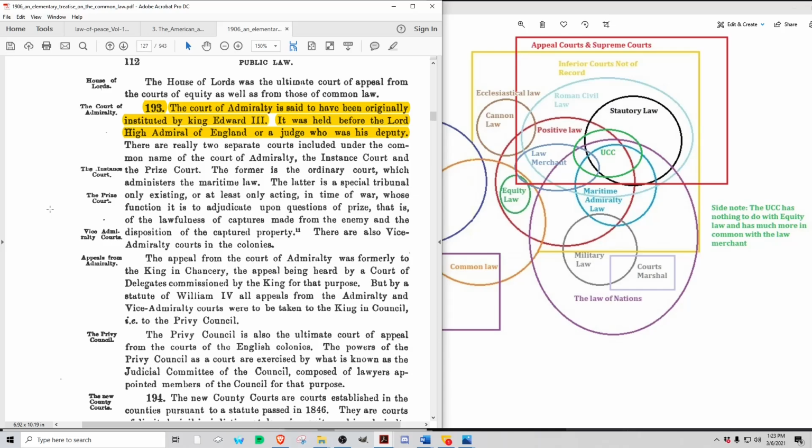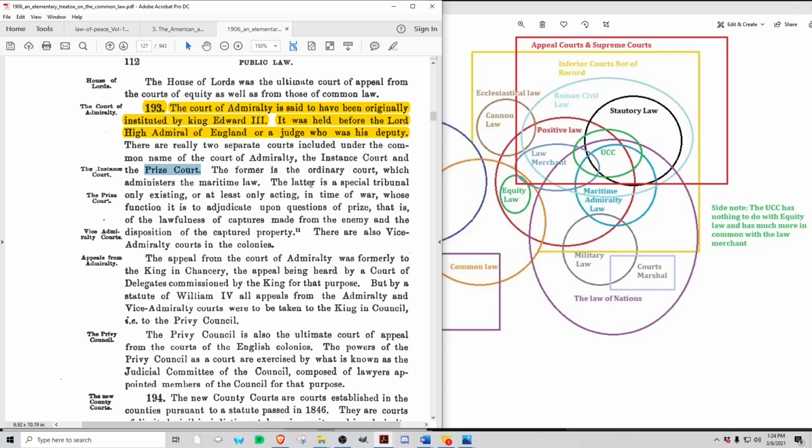There are really two separate courts included under the common name of the Court of Admiralty: the instance courts and the prize court. The former is the ordinary court, which administers the maritime law. That's where you'll get things like all the aspects of vessels and bonding, and that's your normal instance court, maritime admiralty. Prize court is dealing with actual vessels on the sea, where you take a court of prize, or take a ship of prize.